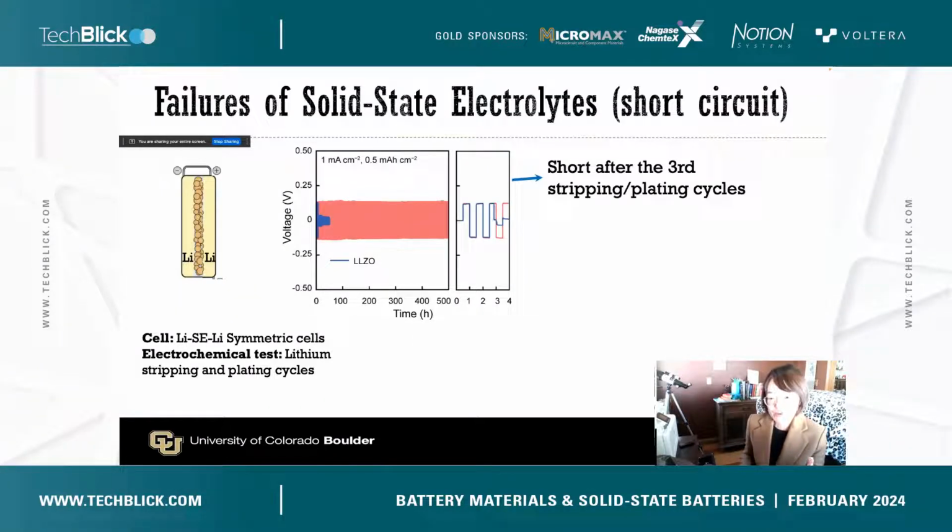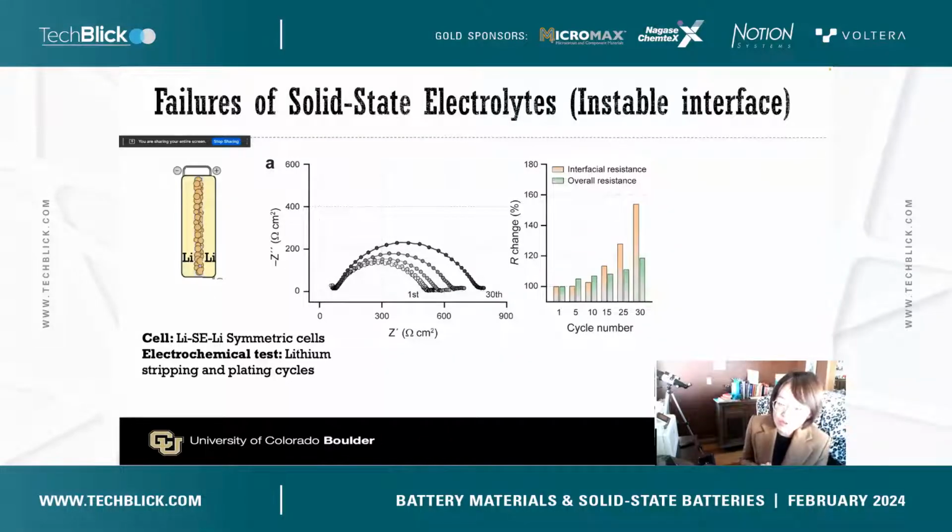After a couple of stripping and plating cycles, here I want to show a couple of electrochemical analysis data. Why am I doing this? Because I really wanted to show what we observed at this moment. We actually measured the electrochemical impedance of this system. So, EIS spectra: we test a symmetric cell, and we fit the data to get the interfacial resistance and also the overall resistance. Based on this, you can see how the interfacial resistance increased dramatically within 30 cycles.